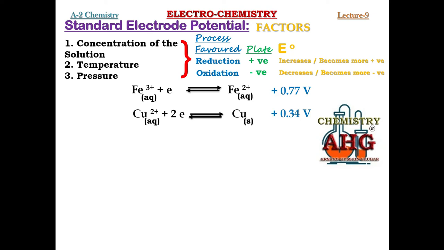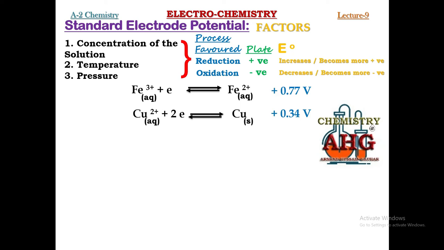So in this question, you have been told to increase the temperature. So it means when we increase the temperature, which process will be favored? Oxidation will be favored, and oxidation is in the backward direction. When oxidation is favored, it means the copper half cell would become anode and its electrode would get negative charge. Negative charge means that the E naught value, standard electrode potential, would decrease, or the plate would become more negative or less positive.